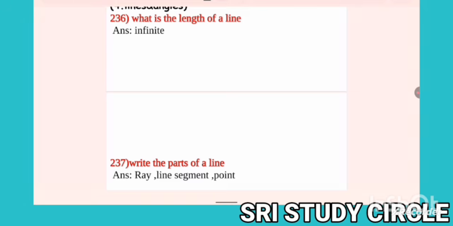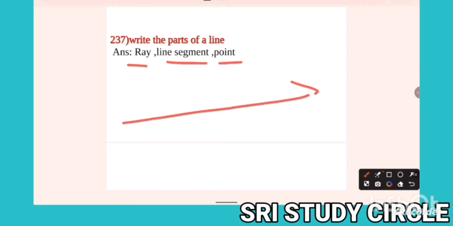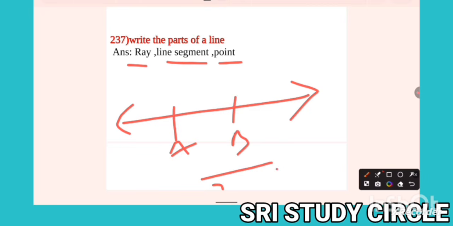Now next question. Write the parts of a line. Ray, line segment, point. So this is the one line. Some portion A, B. So AB is known as a line segment. Point A: A is known as a point.